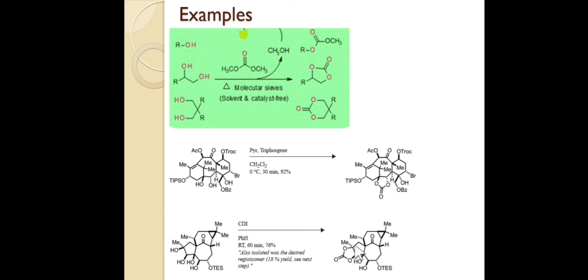So friends, this is a simple deprotection mechanism, how we can deprotect the carbonate. As you might have heard, carbonates are very sensitive towards basic conditions. They are labile in basic conditions and very stable in acidic conditions. So let's see the mechanism of deprotection.